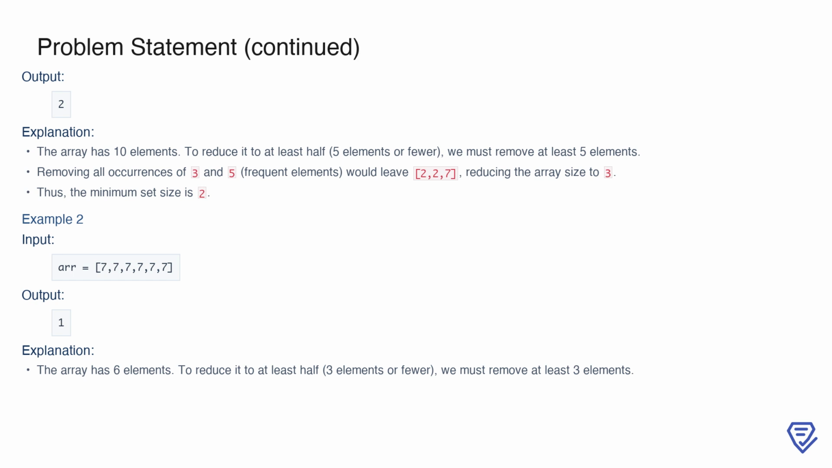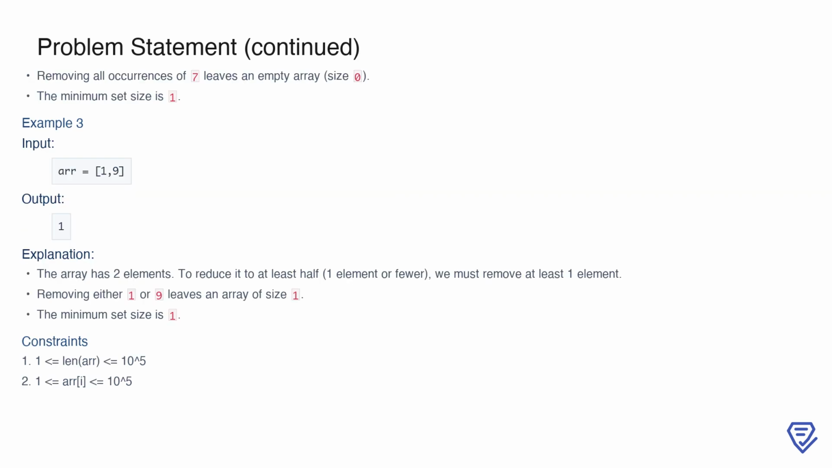Now, consider another example where the input is 7 7 7 7 7 7. Here, the array has 6 elements, and to reduce it to at least half, we need to remove at least 3 elements. By removing all occurrences of the number 7, we are left with an empty array, which has a size of 0. This satisfies the condition as well, and because we only needed to select one unique number, the minimum set size is 1.